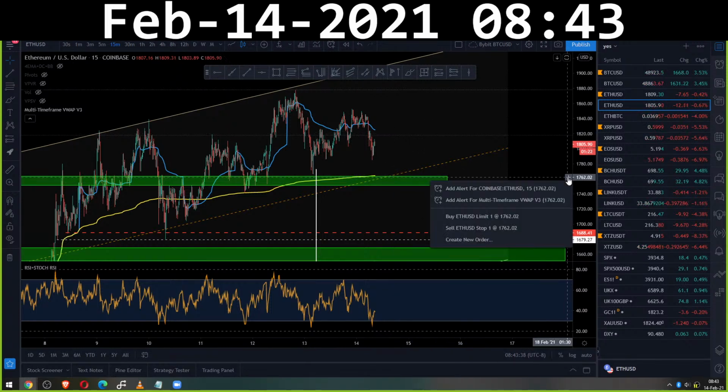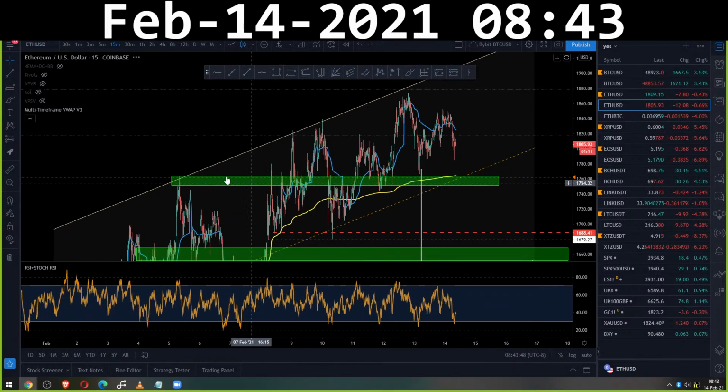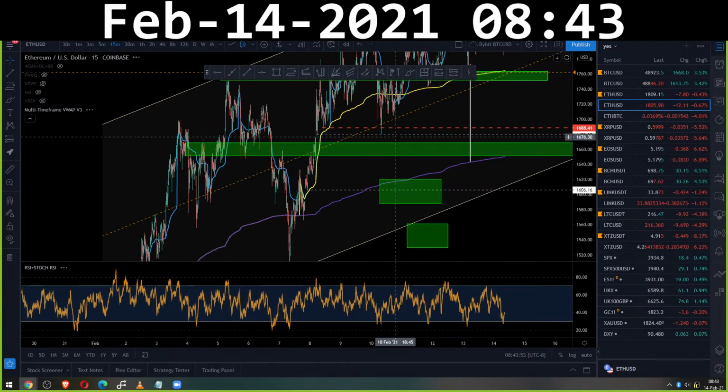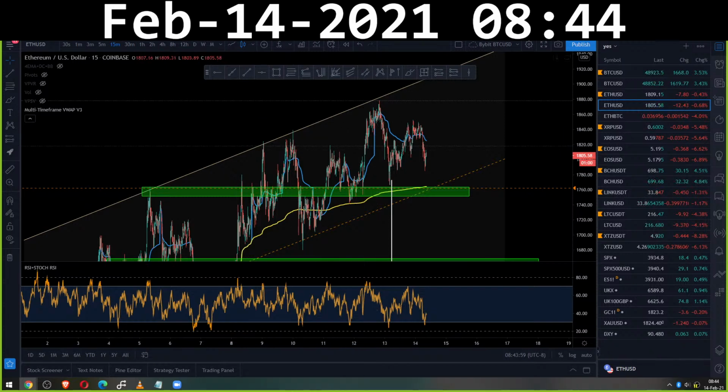Add alert. Adding alert right here, because if price comes down to here, I want to take a look to see what's going on, because obviously this has been a very, very strong support so far, and the midpoint of this channel has also been a pretty strong support. So that's what I'm looking at right there on Ethereum. Thank you for that question.